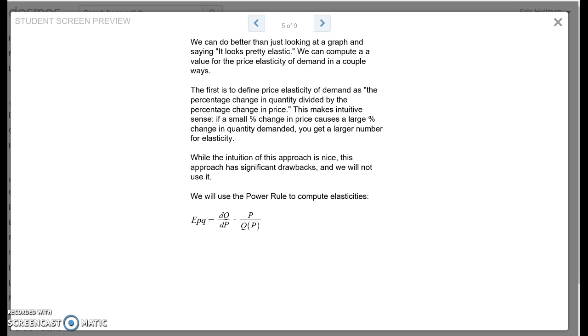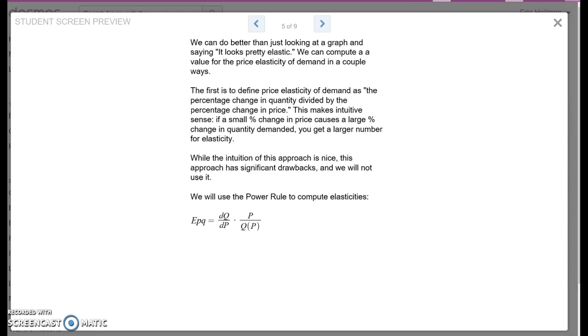Okay, so we are going to actually do some math to find a number that expresses elasticity. There are a couple approaches to do this. The one that's used in the textbook and a lot of intro econ courses is you do the percentage change in quantity divided by the percentage change in price.